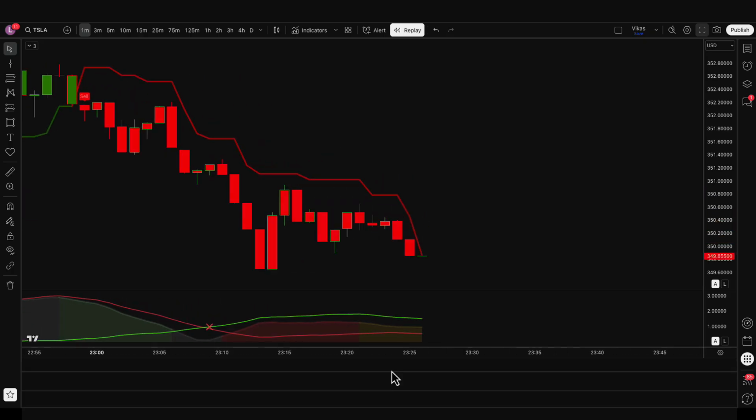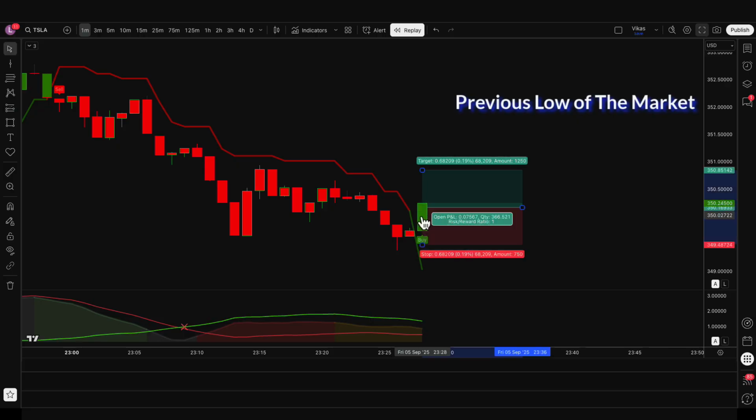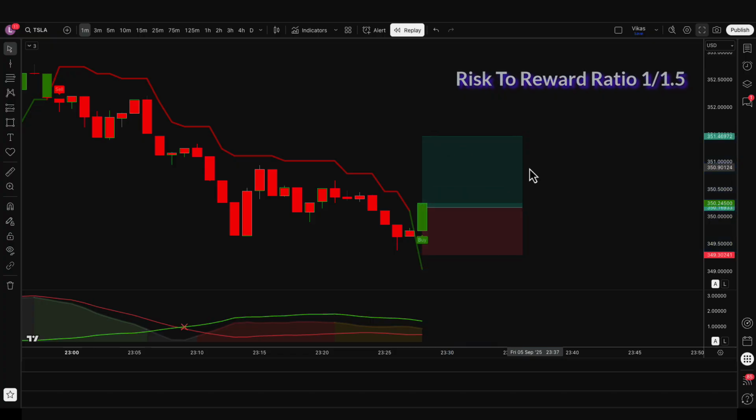Let's see how we use these trading setups. When the BGH Robot version 1.0 indicator gives us a green area buy signal, the green line of the absolute strength histogram indicator should be above the red line, and the market forms a bullish candle. If this condition is fulfilled, then we will place a buy order. Our stop loss is to be placed at the previous low of the market. And the risk to reward ratio will be 1:1.5.